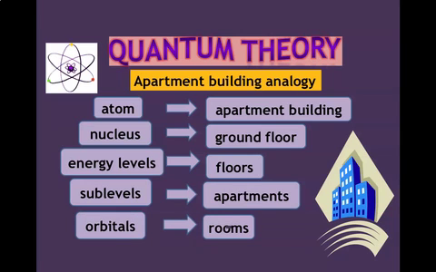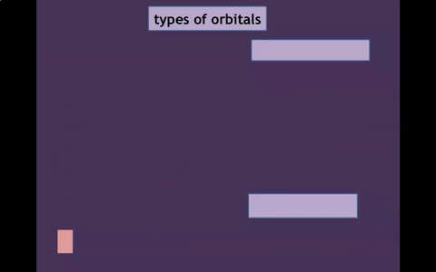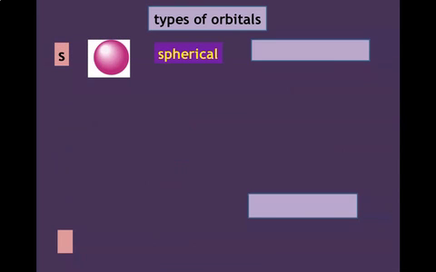The orbitals are like the rooms. So again, orbitals are inside sublevels. And the electrons are like the people. So the people live in the rooms, the electrons live in the orbitals. So we have different types of orbitals. The first one is S. S you can think of as spherical, and it's a one-room apartment. So it has one possible shape.